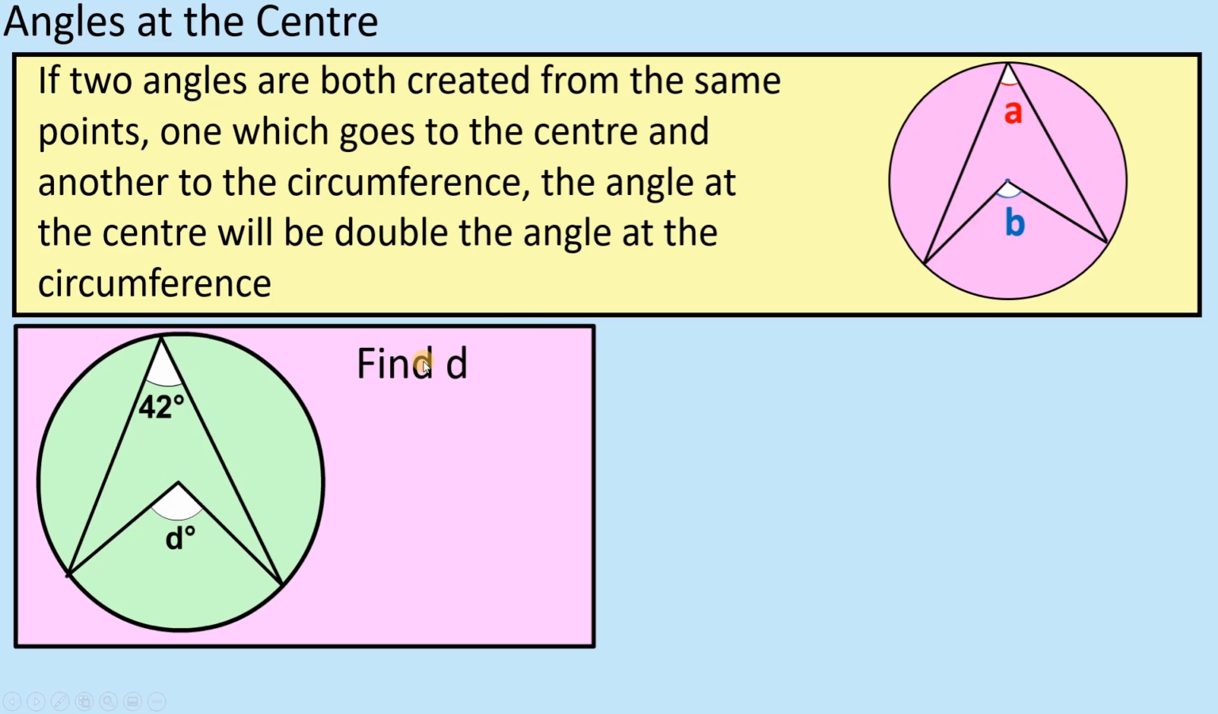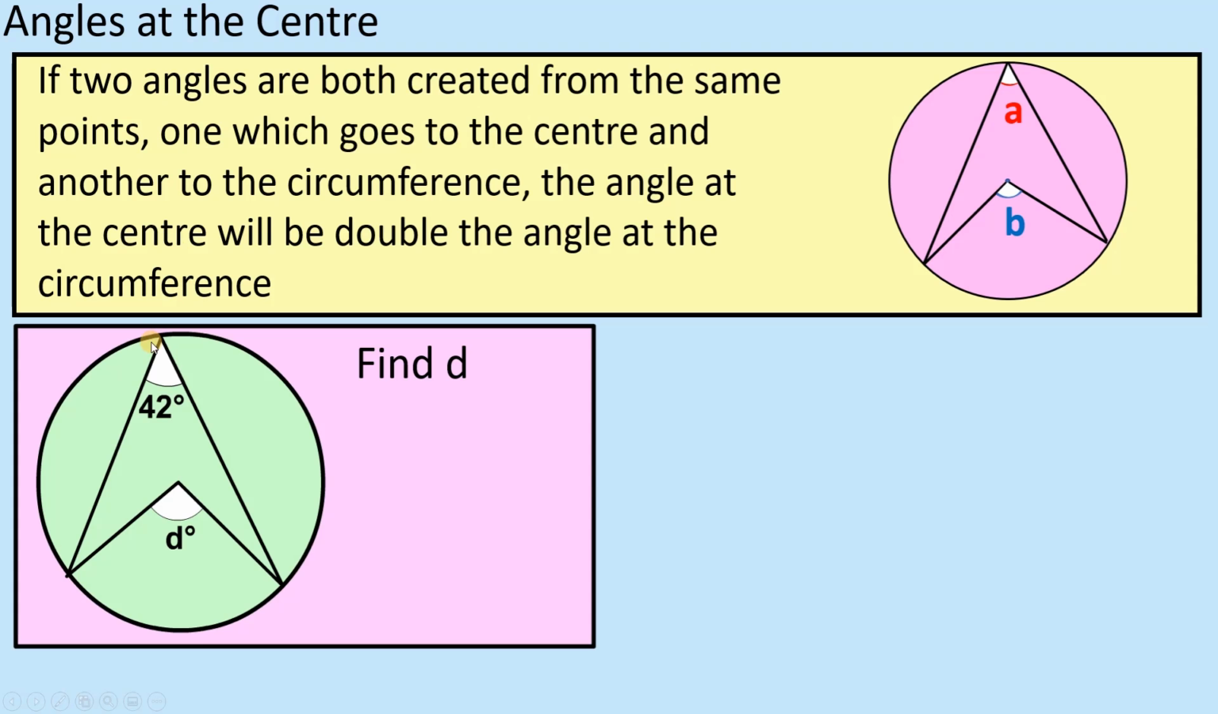In terms of an example of that one, find D. What we're saying is I've got 2 points, there and there. One goes to the centre and the other one goes to the circumference, and therefore this one here is going to be double that one. So they're going to be 84. There you go.